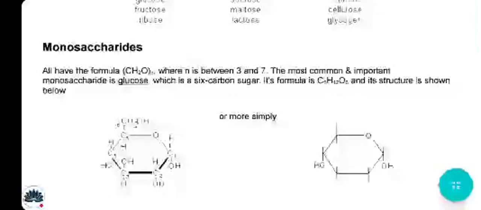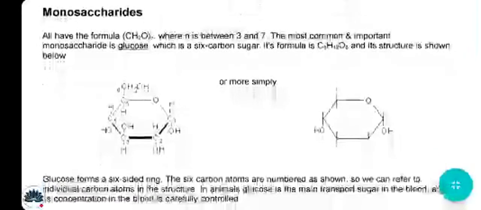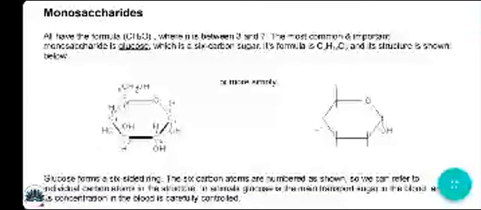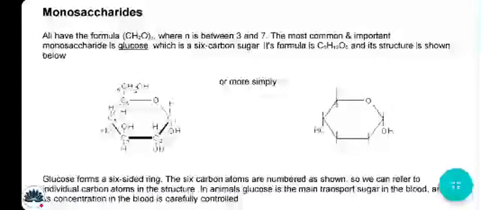Moving towards the monosaccharides, and here's the general formula. Now you can see that this is glucose, a monosaccharide. Just see one thing written here, which is very important: it forms a six-sided ring. Where no carbon and hydrogen is shown to you, only the hydroxyl group or OH. I will just zoom in.